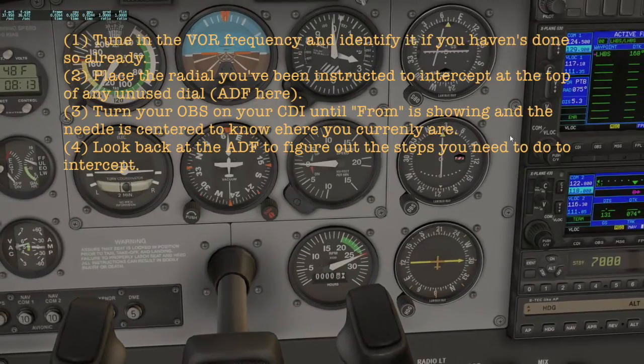After that, you need to find out where you are. The way to find out where you are is simply by turning the OBS until you get a from indication, and your needle is centered. I am now currently on, for example, the 075 radial. So this is the one I need to intercept, whether it's outbound, going away from the VOR station, imagine the center being the VOR, or inbound towards the VOR. I am on the 075 radial, which means I'm somewhere here.